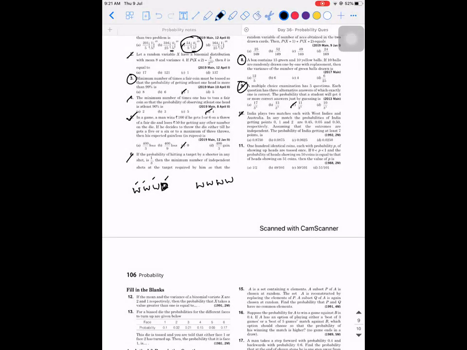So 4C3 into how many times are they winning? 3 times, right? So 3 times means 0.5 the whole power 3 into 0.05 the whole power 1. Yeah, that's right. Got it?